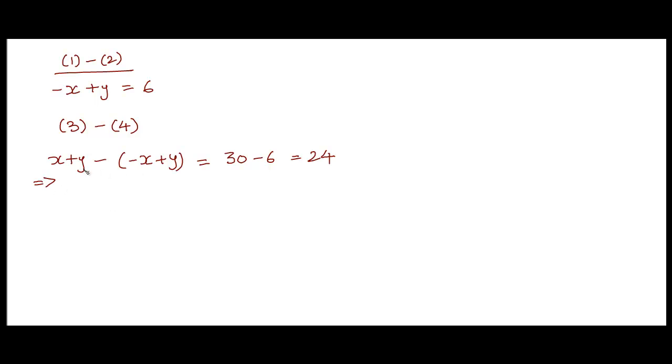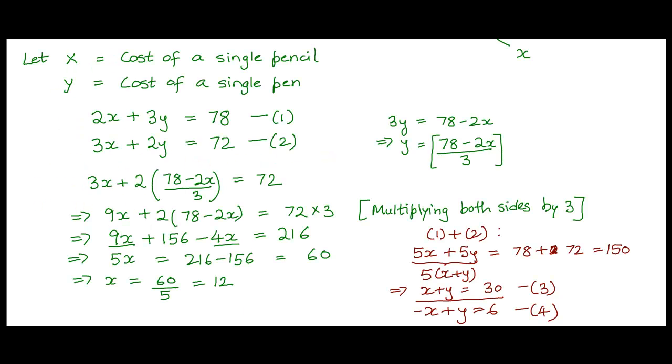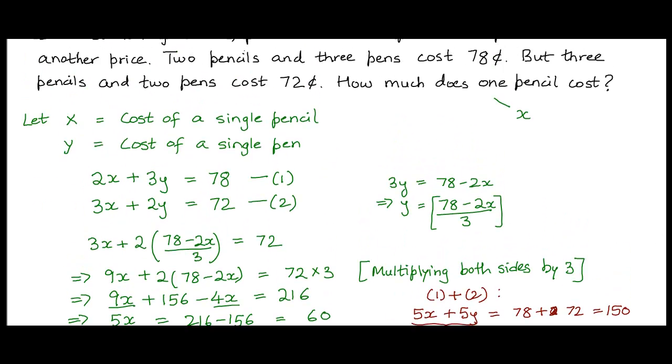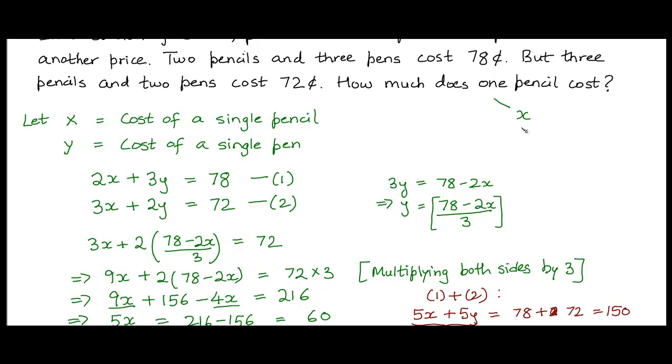On the left hand side, x minus minus x gives 2x, and we have plus y here and minus y there, so the y's cancel out. So we are left with only 2x on the left hand side. 2x is equal to 24. This means x is 12. So the cost of a single pencil is 12 cents.